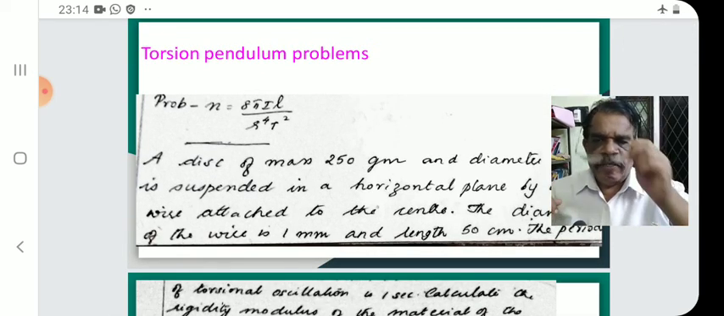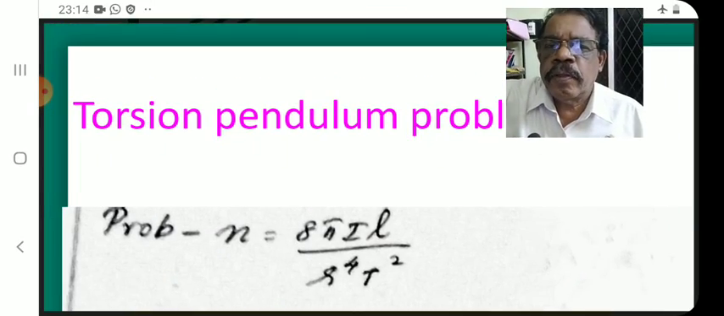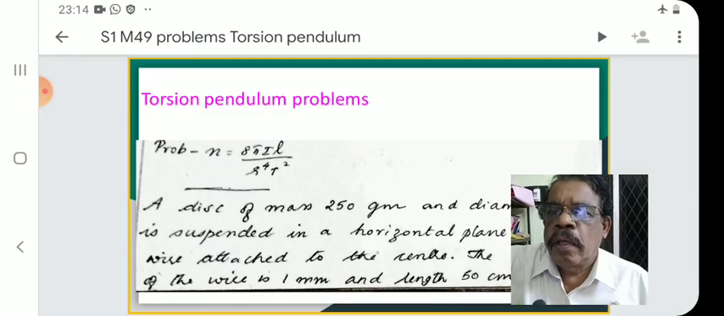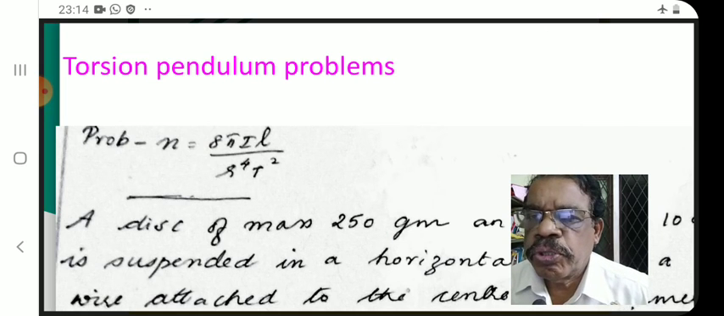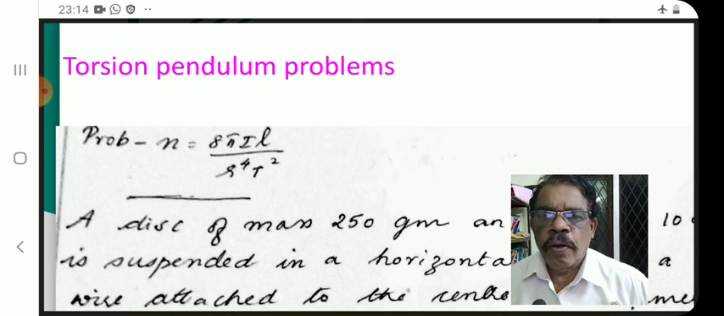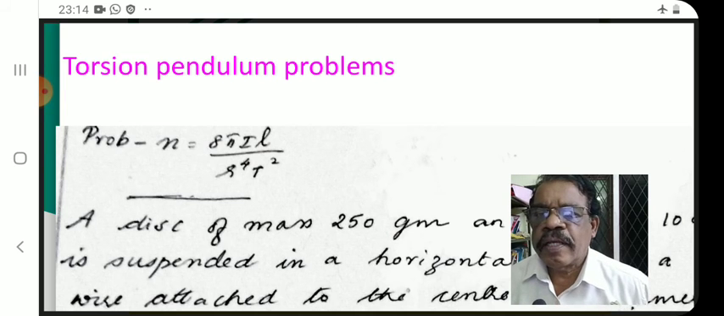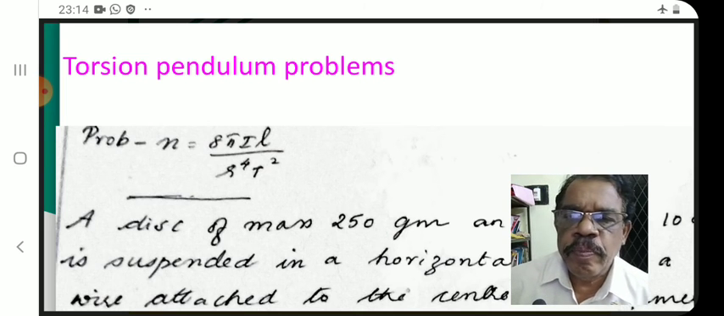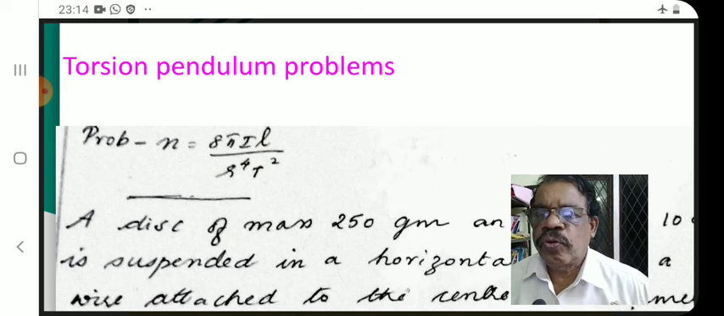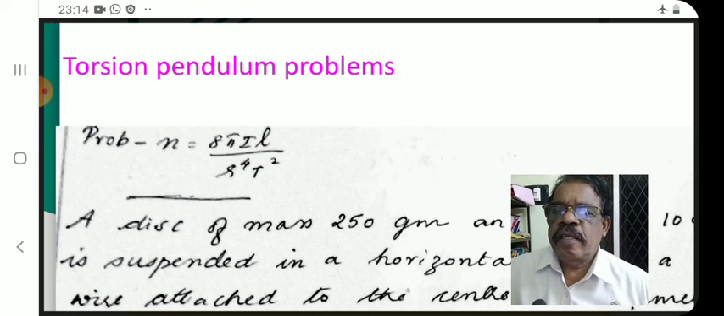Here is the first problem. The torsion pendulum problems are done using the formula n = 8πIL / (r⁴T²). The rigidity modulus of the material of a wire is calculated using the relation n = 8πIL / (r⁴T²) in a torsion pendulum. n is the rigidity modulus, I is the moment of inertia, which we measure using the formula mr²/2, L is the length of the pendulum, r is the radius of the suspension wire, and T is the period. This is the formula we apply in the torsional pendulum.